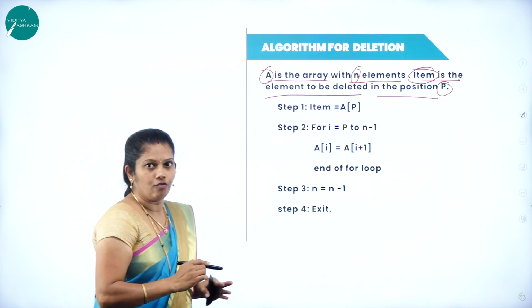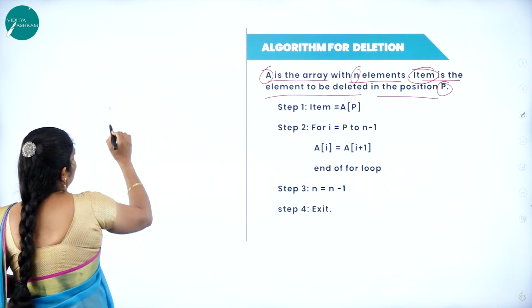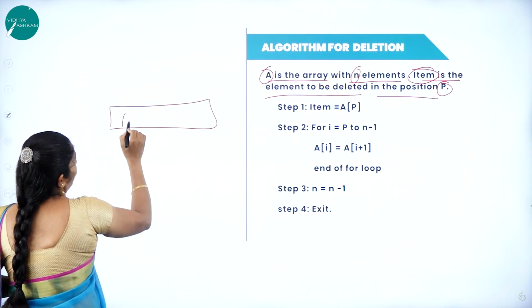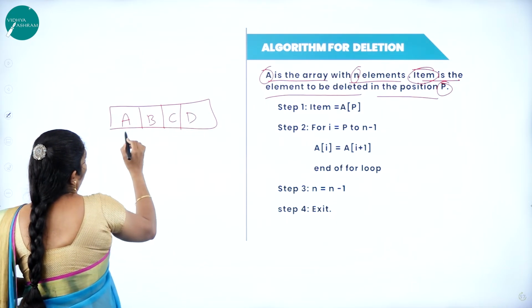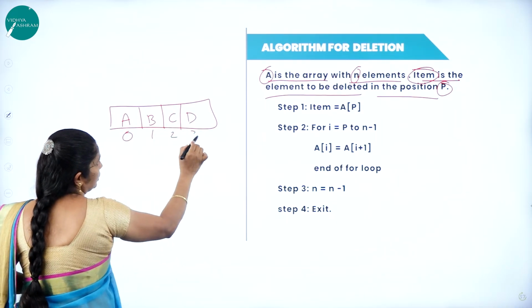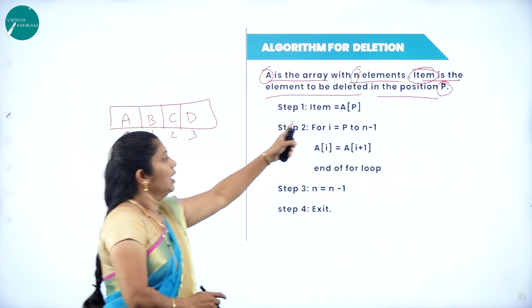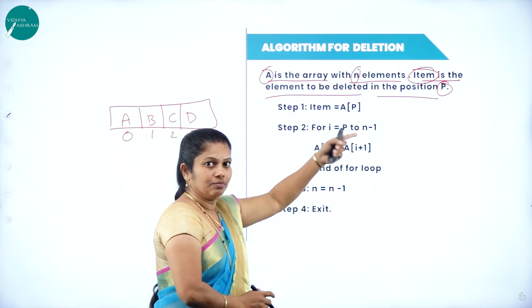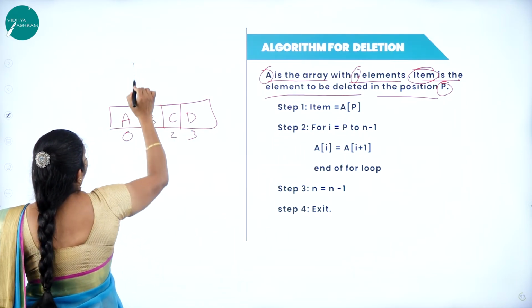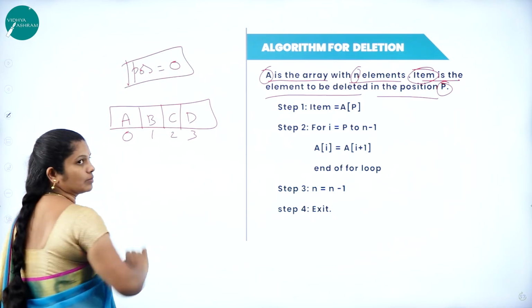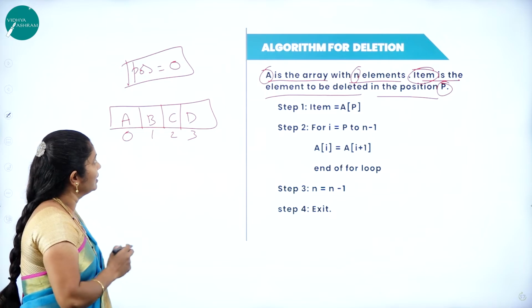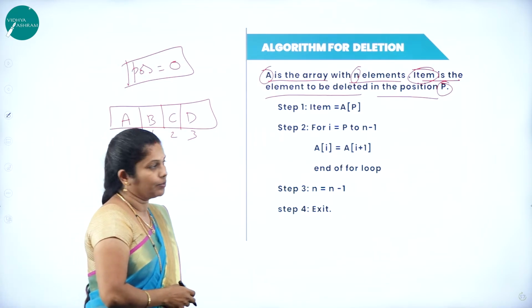Then how to perform this? Already I told you in the example. Consider we have the array elements A, B, C and then D. Position wise 0, 1, 2, 3. Step 1. Remove the item. For example, I am going to give the position equals 0. Consider here in this example I have given the position is 0.